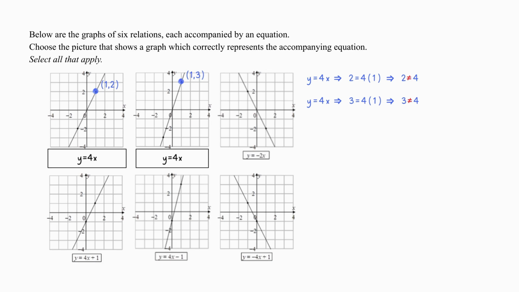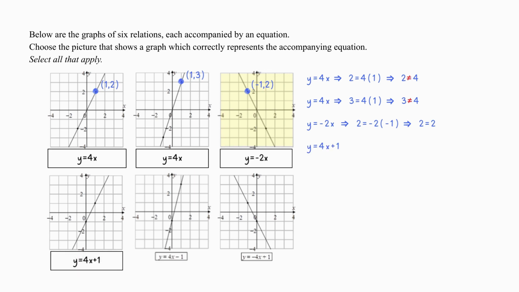How about the third function, y equals negative 2x? Let's pick the point negative 1, 2 to test. 2 equals negative 2 times negative 1. 2 is equal to 2. Now this function belongs to the graph as both sides of the function are equal.